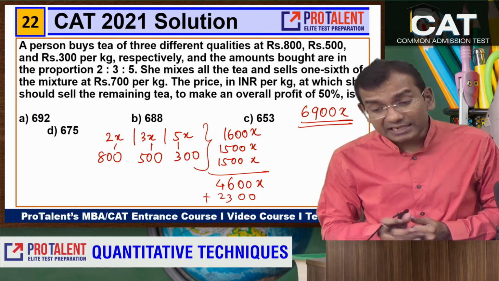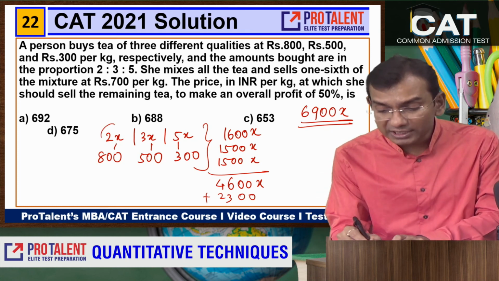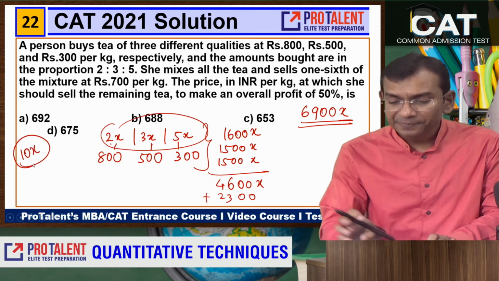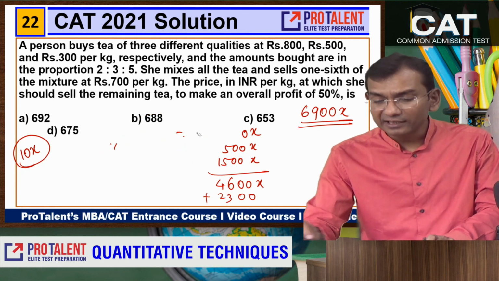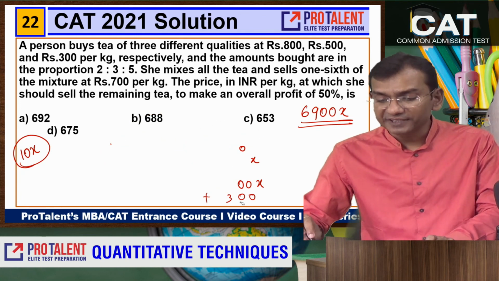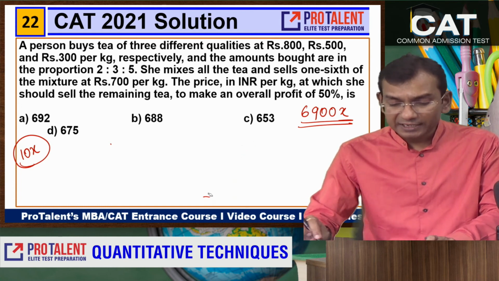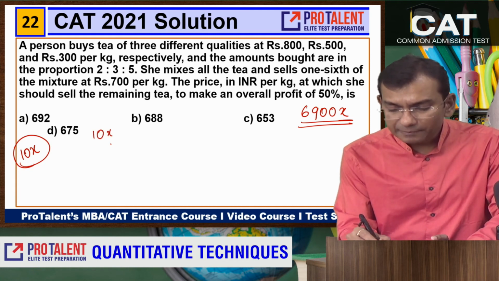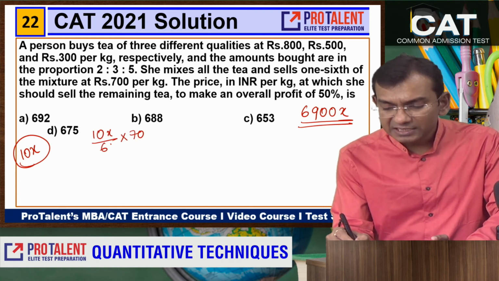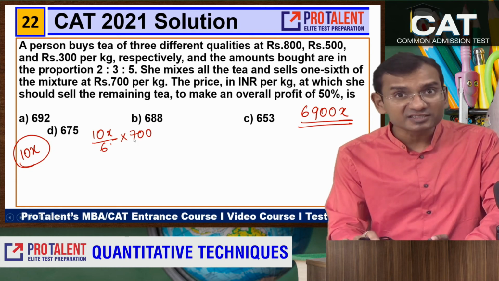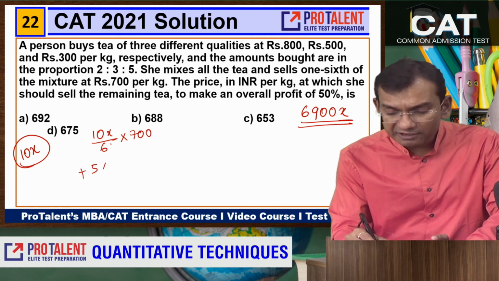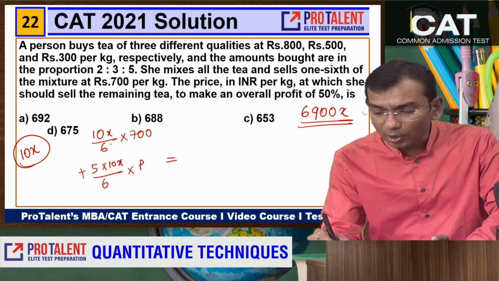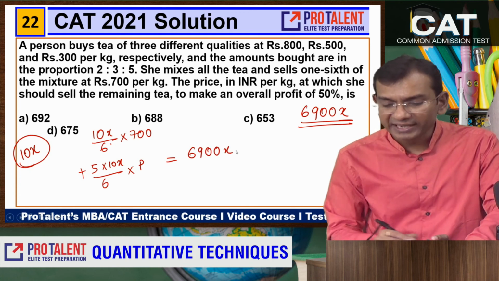Yes or no? How will I earn? I get how many total kg? 2 plus 3 plus 5, I get a total of 10x kg. Out of it, I have already sold 1/6. How much have I sold? 1/6 of 10x, so 10x by 6. How much money do I have for it? I sold at 700 rupees. This is the money I got. What is the remaining amount? 5 of 10x by 6. At what price will I sell it? So that amount is equal to 6900x.